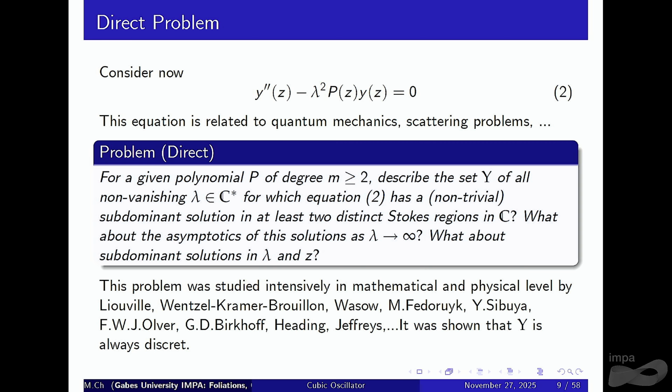Going on, we will now consider this equation with a parameter lambda, which may be a complex parameter. This equation is well known, related to quantum mechanics, scattering theory, and so on. The direct problem is, for a given polynomial, to describe the set of all non-vanishing lambda for which this equation has a non-trivial solution which is subdominant in a Stokes region in C. We will define later what we mean by Stokes region and not Stokes sector.